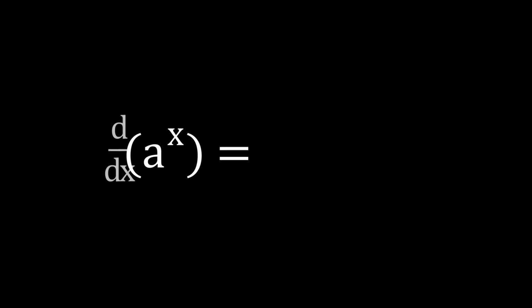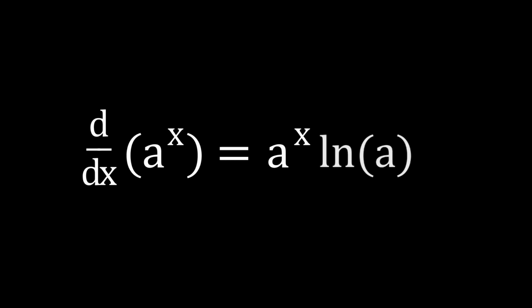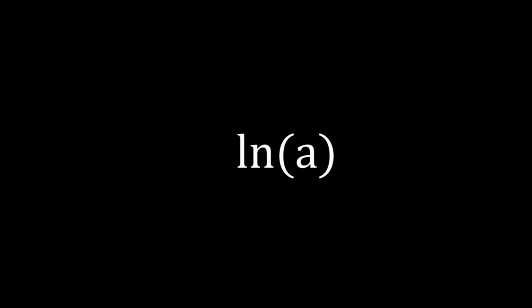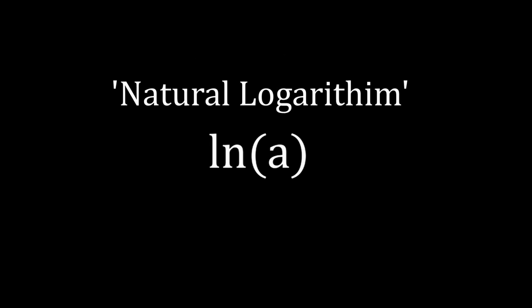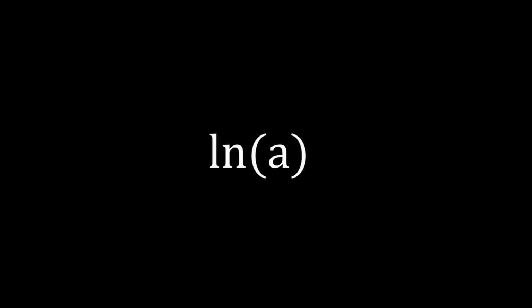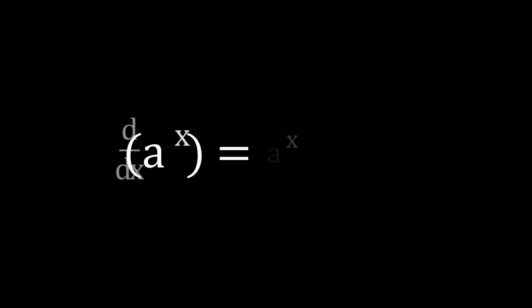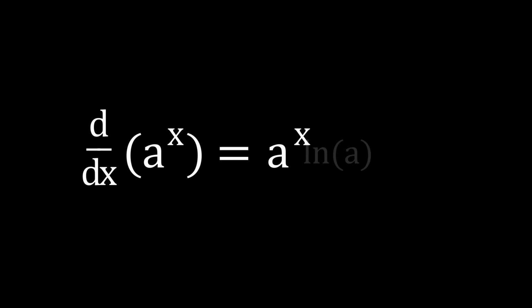Well, it looks like this. a to the x has a derivative of a to the x multiplied by the ln of a. So what is this ln a that we're multiplying by? Well, it's a fancy notation for a logarithm of base e, often read as a natural logarithm. So we say that this is the natural logarithm of a. So let's read that again. a to the x has a derivative of a to the x multiplied by the natural logarithm of a.